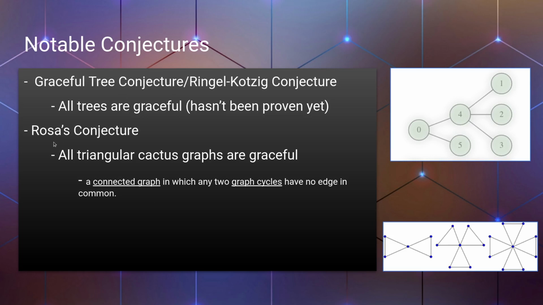Also, another conjecture I'd like to talk about is Rose's conjecture, and that's that all triangular cactus graphs are graceful. Now, within the lecture, we haven't talked much about cactus graphs, so I'll give a brief description. And those are connected graphs in which any 2 graph cycles have no edge in common. So we can see in this small cactus graph that there are 2 cycles, but they do not share an edge.